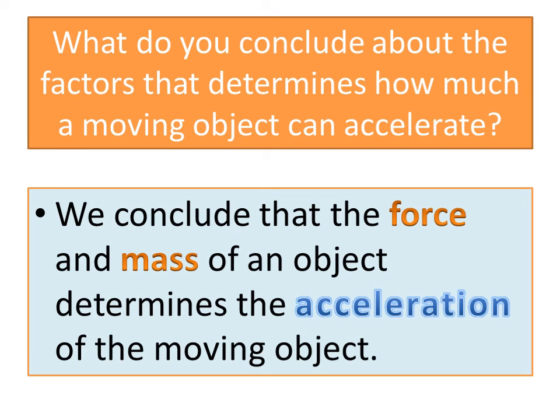What do you conclude about the factors that determine how much a moving object can accelerate? We conclude that the force and the mass of the object determine the acceleration of the moving object. If the force is bigger, the object will accelerate more. If the force is smaller, it will accelerate less. If the mass is bigger, it will accelerate less. And if the mass is smaller, it will accelerate more.